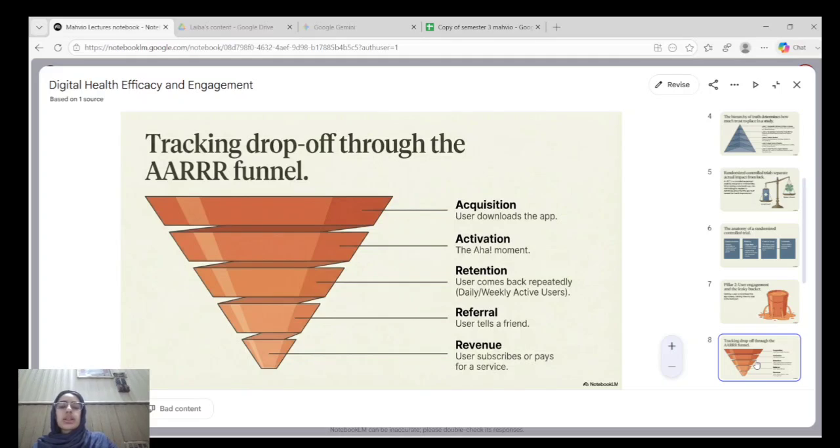Okay. The first is acquisition. The user downloads the app, they found it on the app store. The second one is the activation. This is the aha moment. This is when the user naturally sets up their profile and understands why the app is helpful. The third step is retention. The user comes back repeatedly. We measure this as daily or weekly active users. The fourth one is referral. The user tells a friend or family members about the app. And the fifth is the revenue. Finally, the user subscribes or pays for a service.